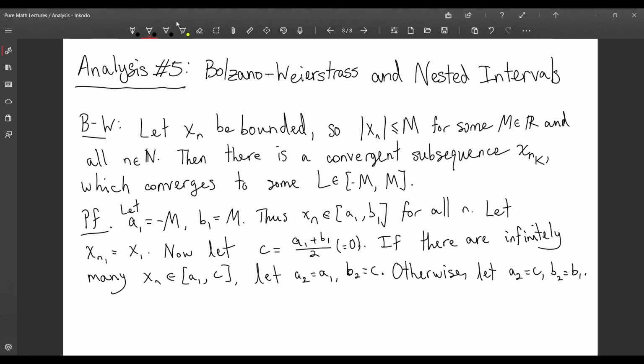And notice that there have to be infinitely many x sub n in either one of the intervals, which you can prove by contradiction. If you assumed that there were finitely many values in both intervals, then there have to be finitely many in the entire interval, but we know that's false because the sequence itself is infinite. So if we cut it in half, there has to be infinitely many in at least one. It could be in both, but at least one.